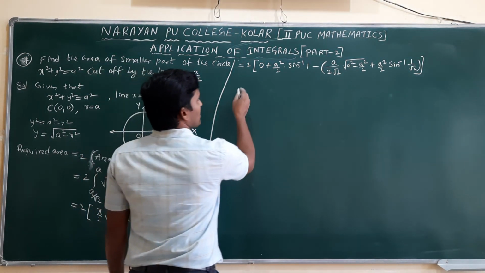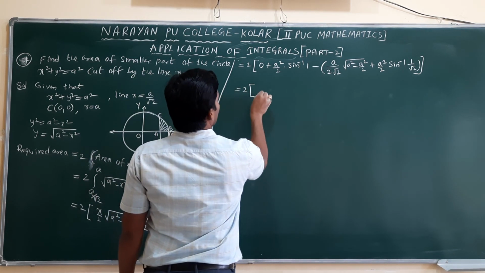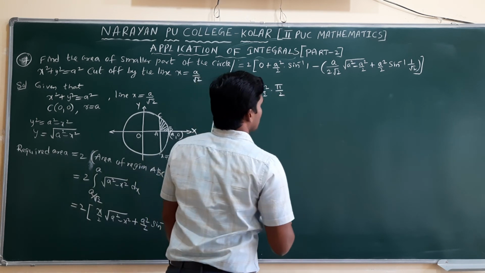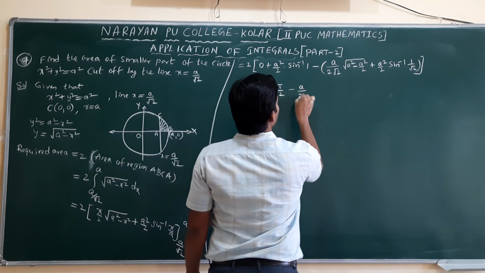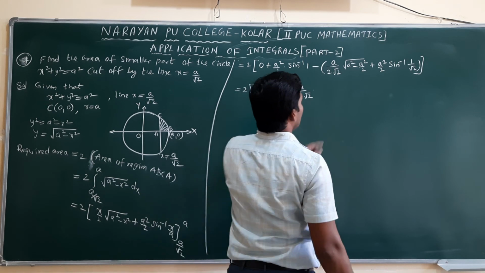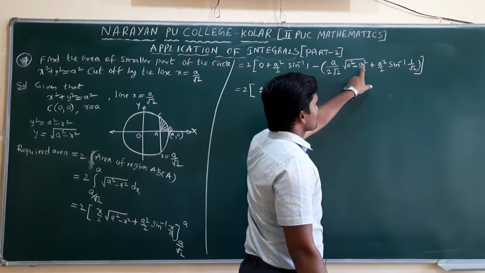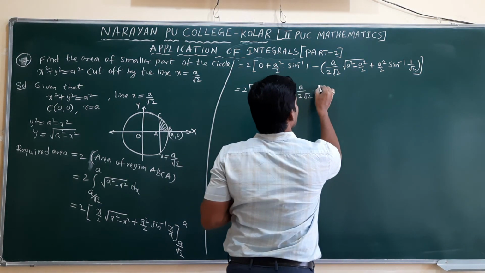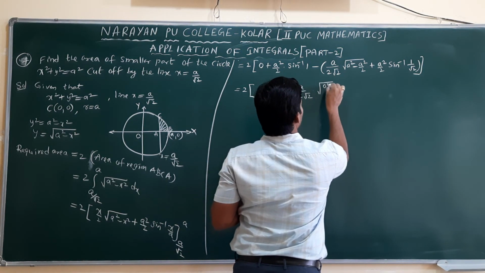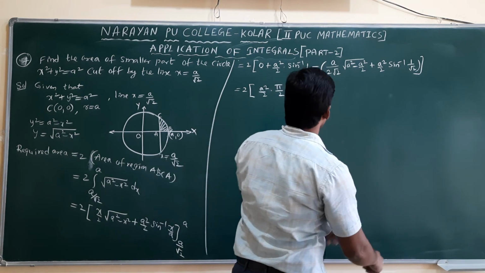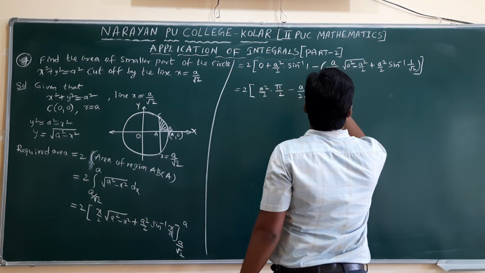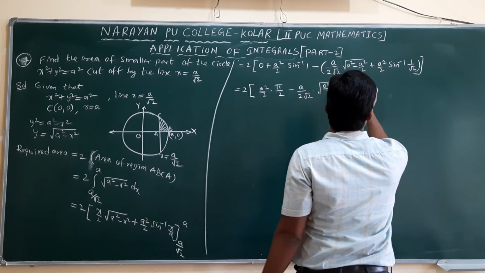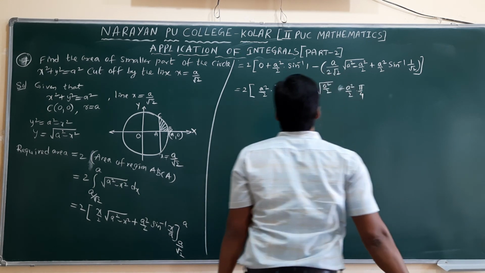Here we need to simplify. 2 into, later we will multiply that value, a square by 2 into sin inverse of 1, which means pi by 2. Here minus a by 2 root 2 into, LCM is 2, 2a square minus a square. Only a square by 2 is what you will get. It means one more step, no problem. Root of a square by 2 plus minus into plus is minus a square by 2 into sin inverse of 1 by root 2, which means the angle is pi by 4.